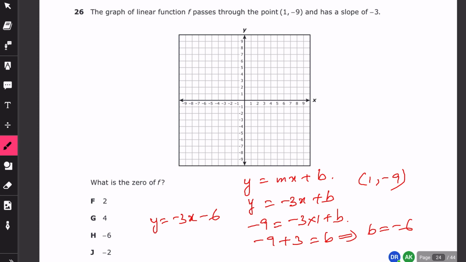So if you put y is equal to 0, that is the zero of f. So putting it equal to 0, which is equal to -3x minus 6. So you get -3x is equal to 6, which implies x is equal to 6 by -3, which is equal to -2. So therefore the answer is J, -2 is the answer.